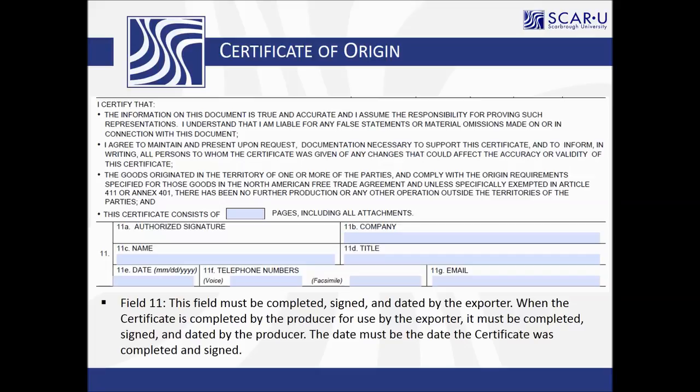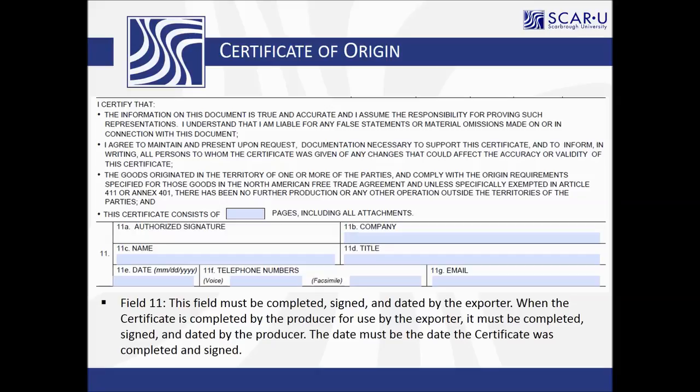So the second bullet point: I agree to maintain and present upon request the documentation necessary to support the certificate, and to inform, and this is what we talked about earlier, inform in writing all persons to whom the certificate was given of any changes that could affect its accuracy or validity. This goes back to if someone wants it in August and purchasing hasn't made that decision, right? You have to tell them. It tells you here, you sign that you have to tell them, and it's on you.